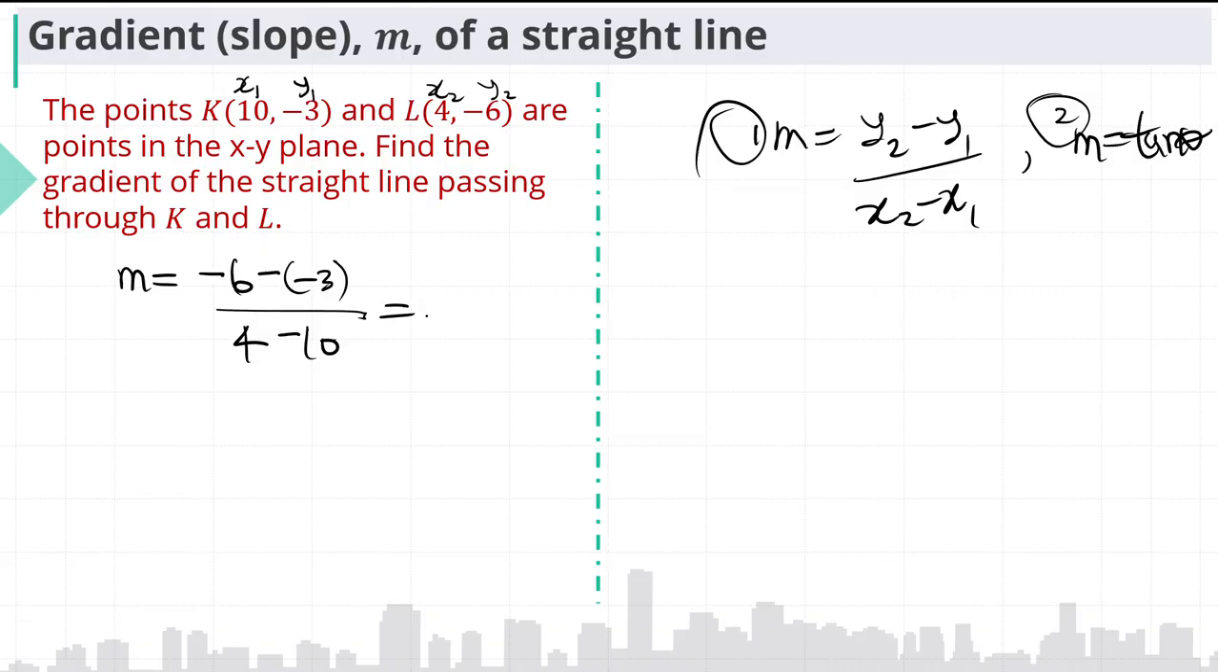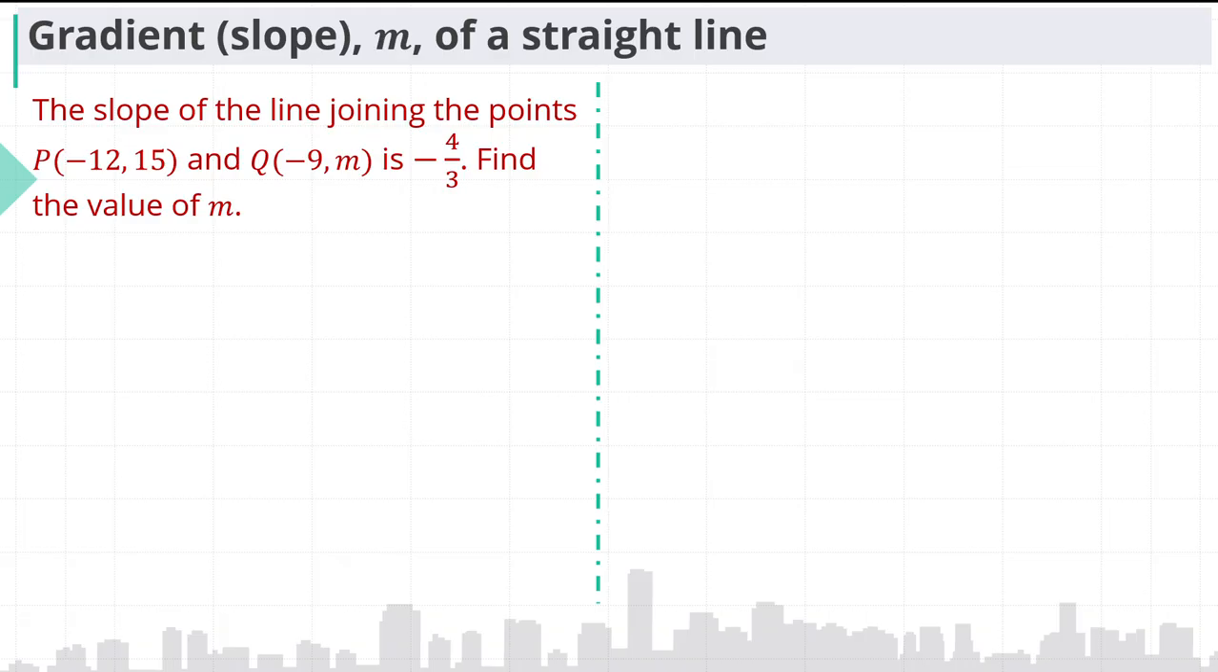And so we get minus 6 plus 3, which is minus 3, divided by minus 6, which gives a half, or 0.5. So this is the gradient of the straight line. And next question: the slope of the line joining the points P and Q is minus 4 over 3. Find the value of m.